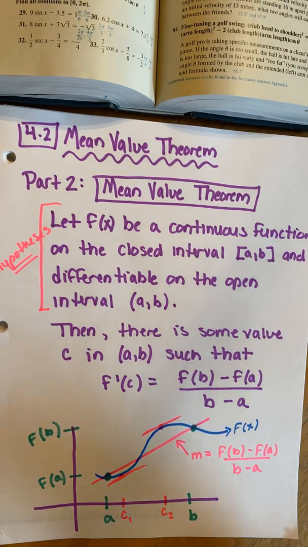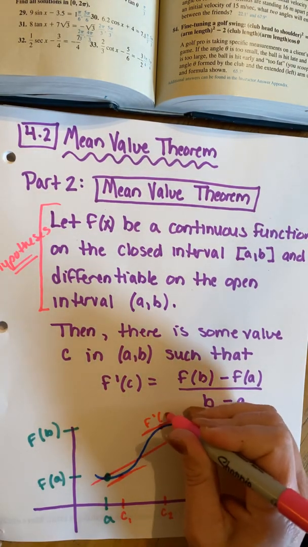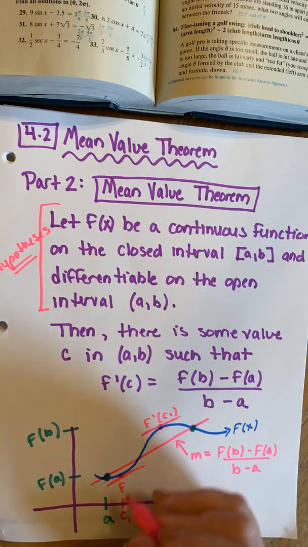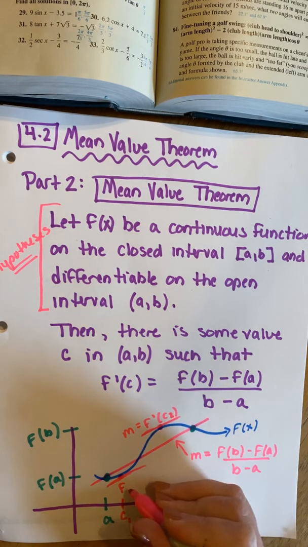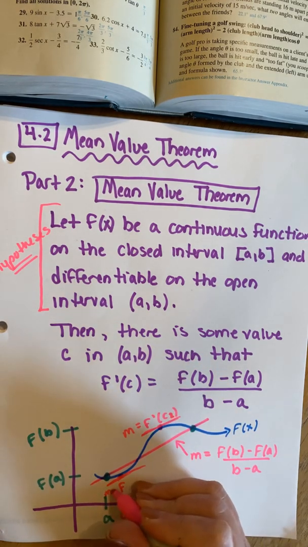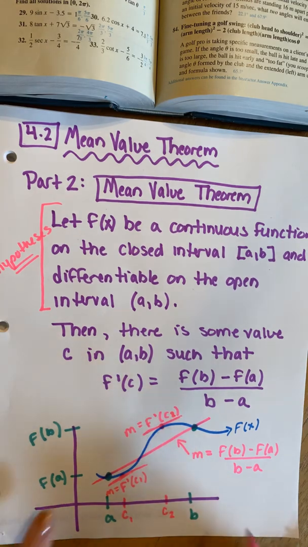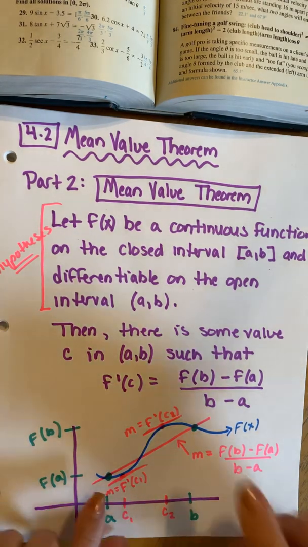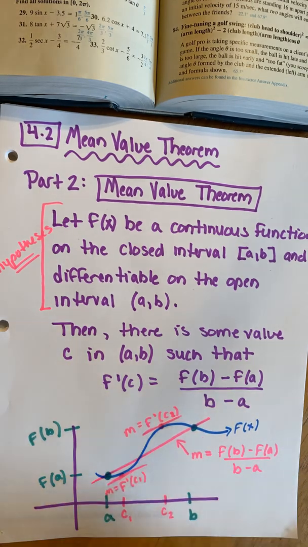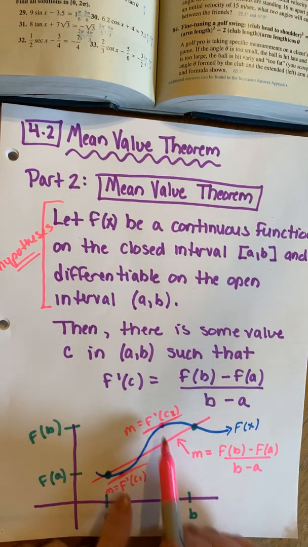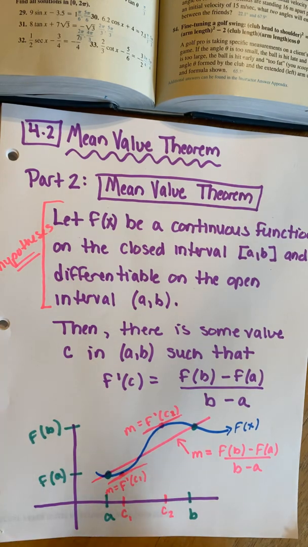So what's going on here? The slope here would be the derivative at C2, and the slope here would be the derivative at C1, and it would be the same as the slope of the line connecting the endpoints. Now remember, the slope of the line connecting the endpoints is the average rate of change of the function over that interval. The slope at a particular point is the instantaneous rate of change. So this is telling me that somewhere in the interval, the instantaneous rate of change has to be equivalent to the average rate of change.